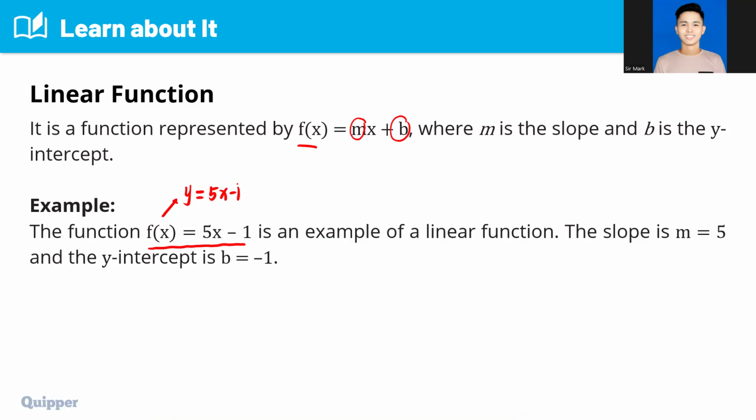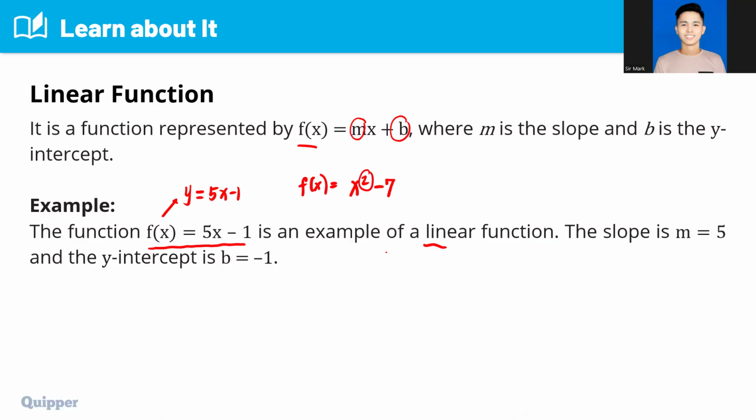Again, why is this an example of a linear function? Linear in a way that the highest degree or power of x is 1. If you have f of x equals, let's say, x squared minus 7, this is not an example of a linear function because the highest degree of the given function is 2. It's linear if the highest power of x is 1.